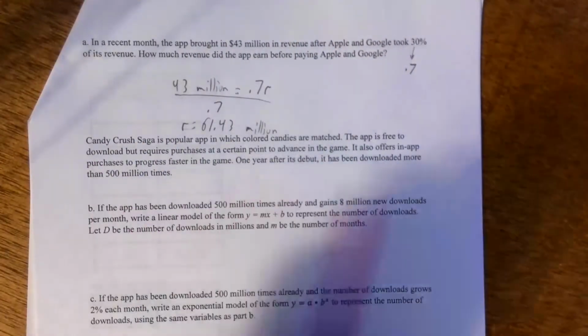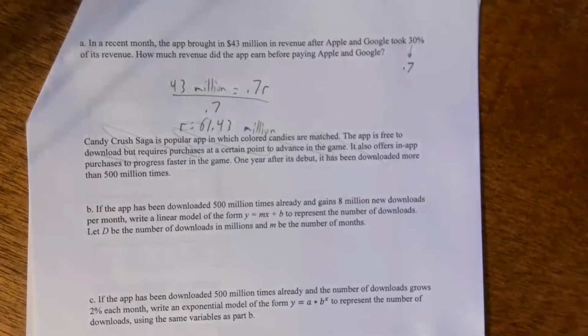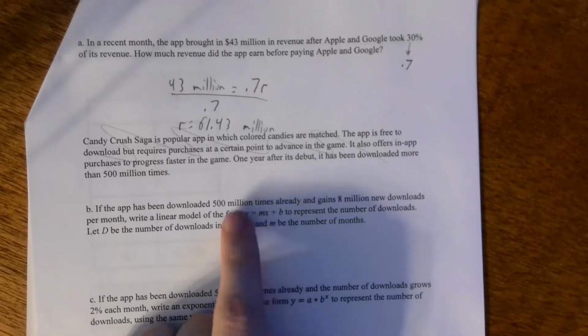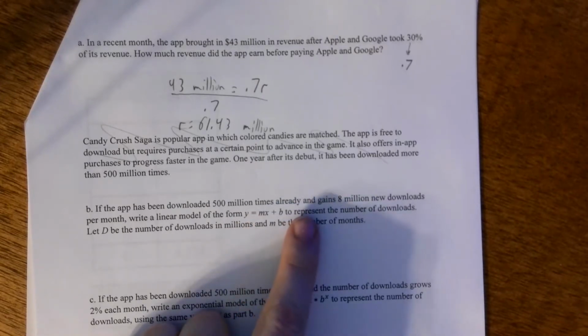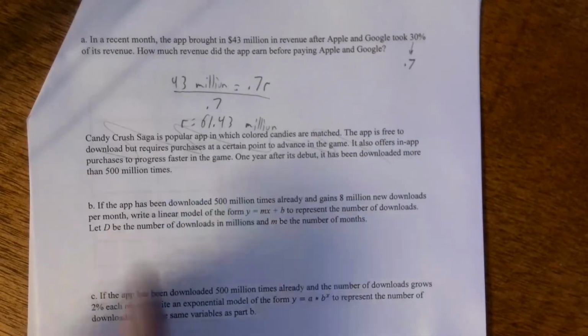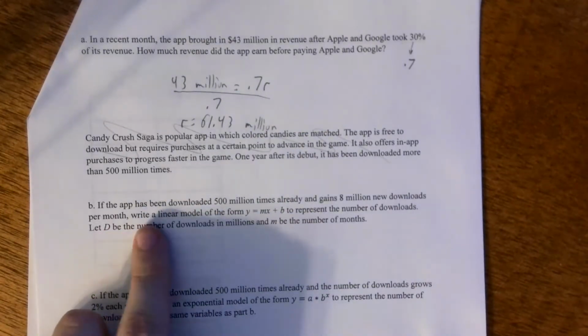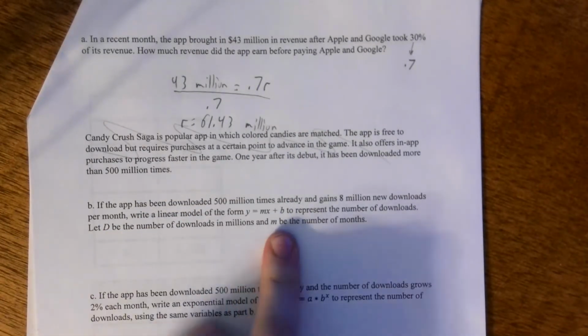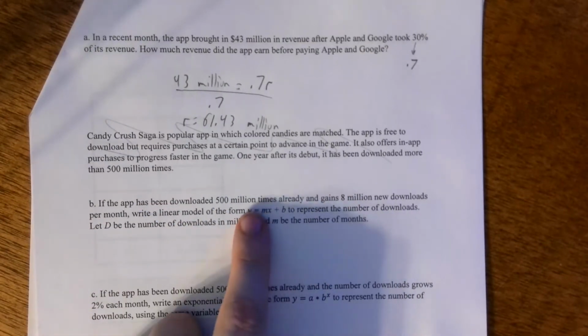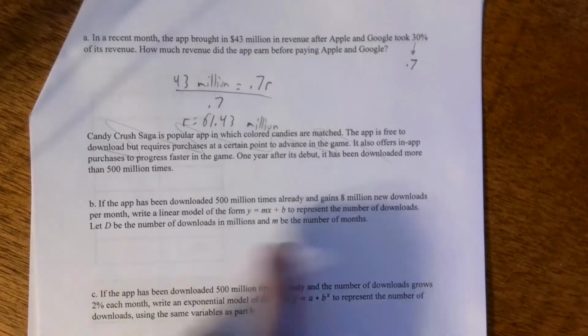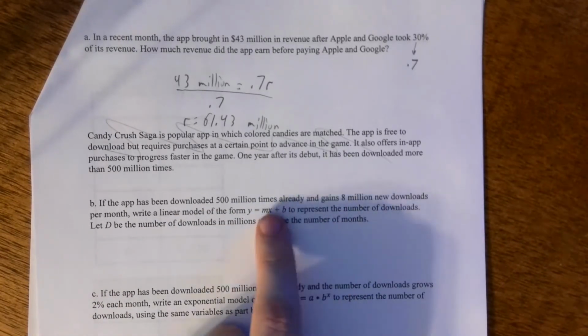So I'm gonna skip this part right here. I'm just gonna move on straight to B here. It says if the app has been downloaded 500 million times already and it gains 8 million new downloads per month, write a linear model. So it's this form right here, y equals mx plus b, to represent the total number of downloads, or the number of downloads at any certain month. So it says let d be the number of downloads in millions and m be the number of months. So in this case, D, the number of downloads, should be for Y. So we'll sub those two between each other. And then M is the number of months that have passed. So that's our X value.